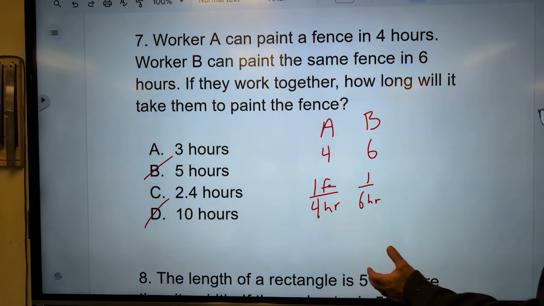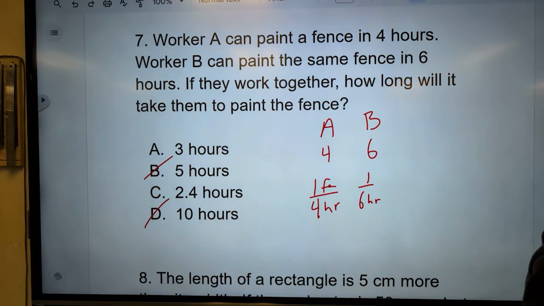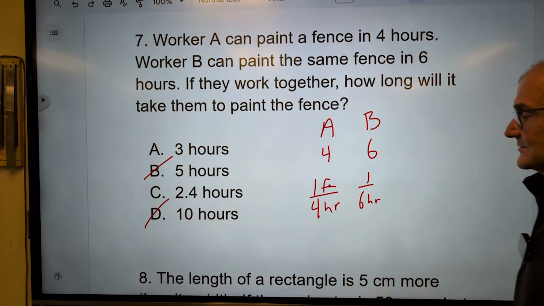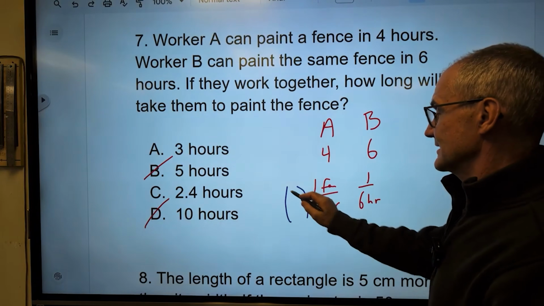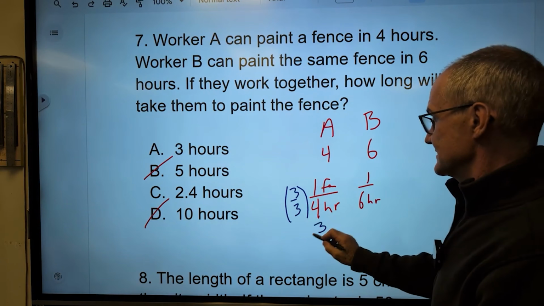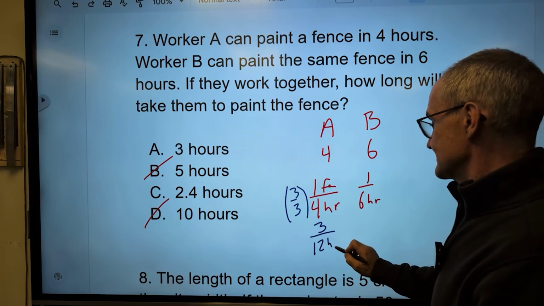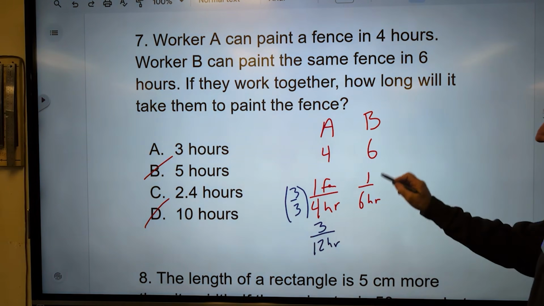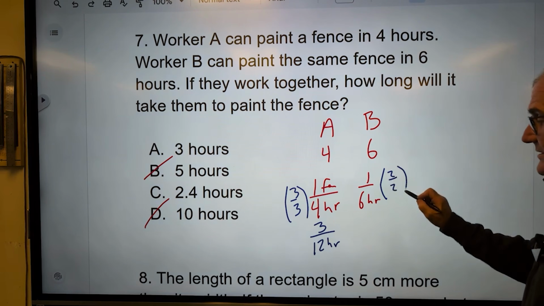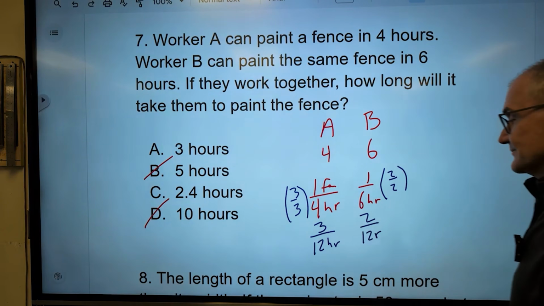Well, if I have to compare them, I could see them comparing fractions. So they would have to have a common denominator of, say, 12. 4 goes into 12, 6 goes into 12. I'd multiply this by 3 over 3. A does one fence, 3 fences in 12 hours. B, I'm going to multiply this by 2 over 2, does 2 fences in 12 hours.